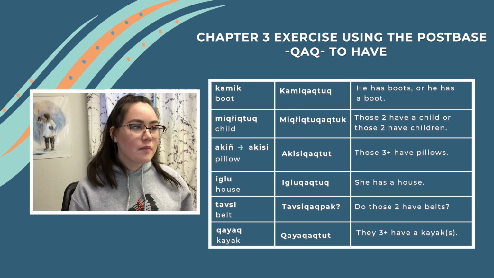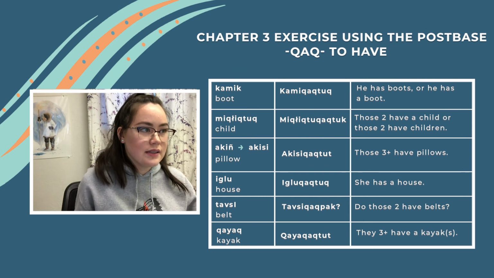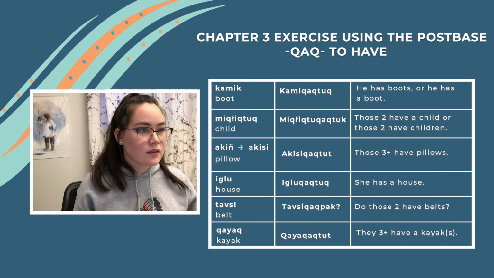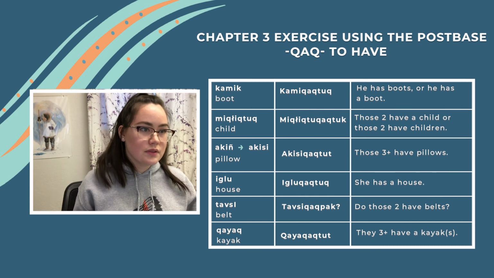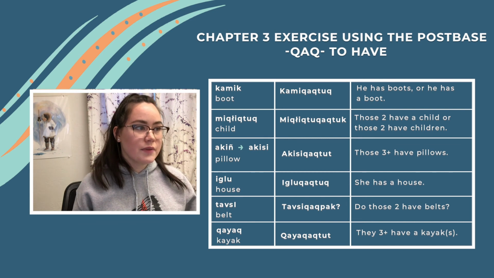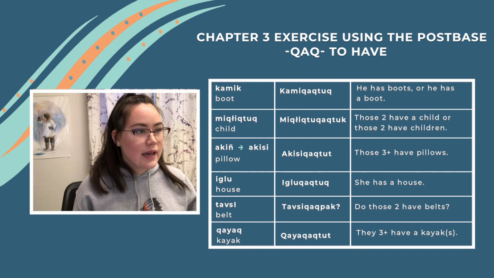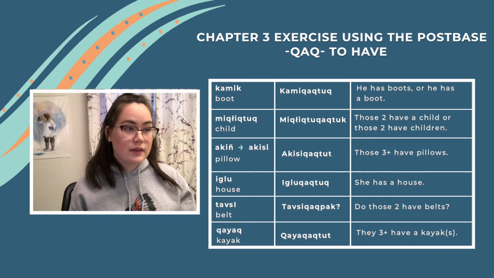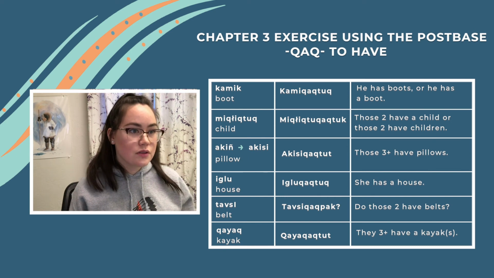Kamik. Kamikakduk. We will drop that final consonant in the base word kamik, and it will result in kamikakduk. He has boots. He has 1 boot. Michlek. We will drop the final consonant Q and add kak, and the result will be michlekduk. Those two have a child, or those two have children.